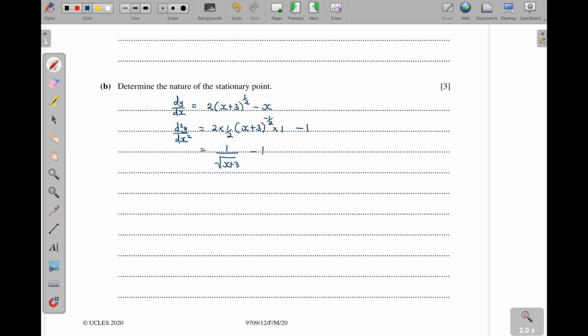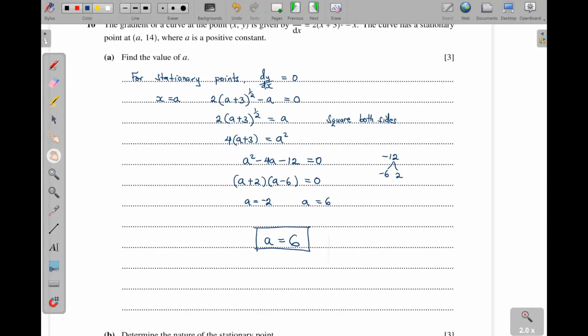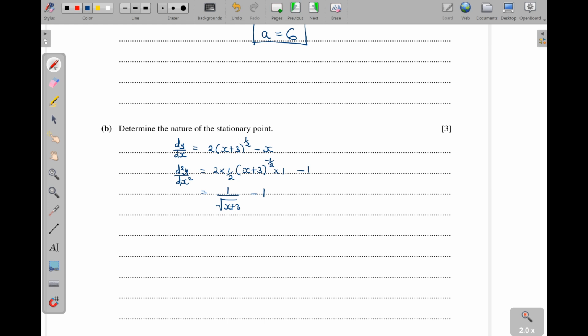Now, at the stationary point, remember a is 6, and then the y coordinate is 14. So 6 and then 14. So the x coordinate here is 6. So 1 over the square root of 6 plus 3, that is 9. Square root of 9 is 3. So a third minus 1, that is negative 2 over 3, which is less than 0. So that means the nature of this stationary point is a maximum. Because if this one is negative, that is a maximum point. If it's positive, it's a minimum point.